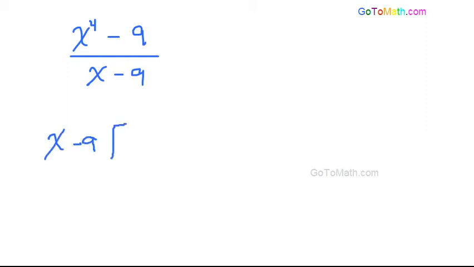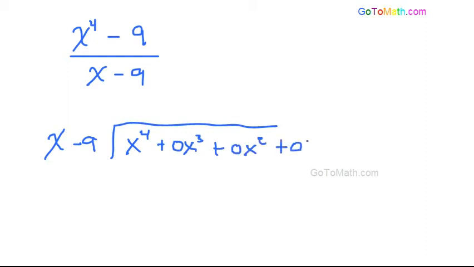Well, we'll take a shot at it. Since it's a short problem, we'll write it out like we've been doing, except in the last problem, we kind of skipped this step. Okay, so x minus 9 goes into x to the fourth minus 9. Well, let's find out. So x minus 9, x to the fourth. Now, I'm going to put a plus 0x cubed plus 0x squared plus 0x and then minus 9.